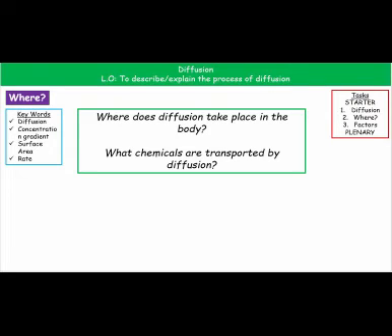So the first one, where does diffusion take place in the body? And the second one, what chemicals are transported by diffusion? So I'm just going to give you 2 minutes to answer those two questions in your book.